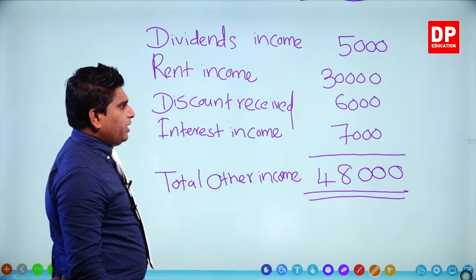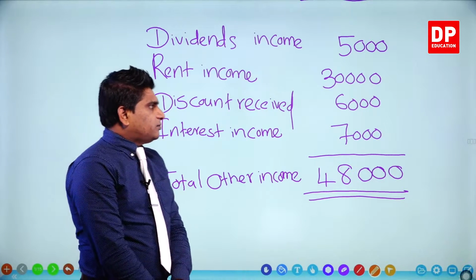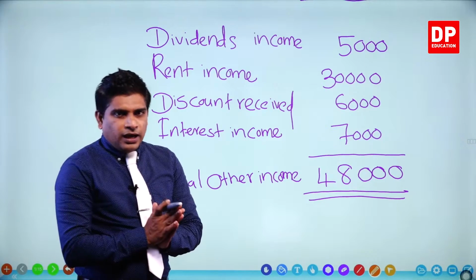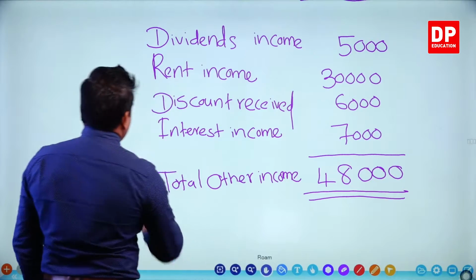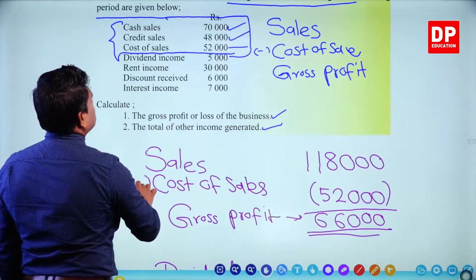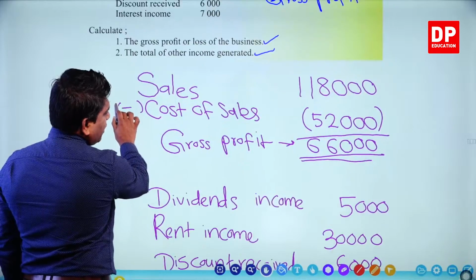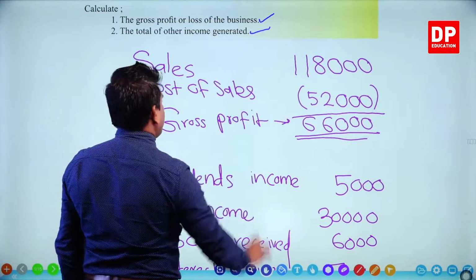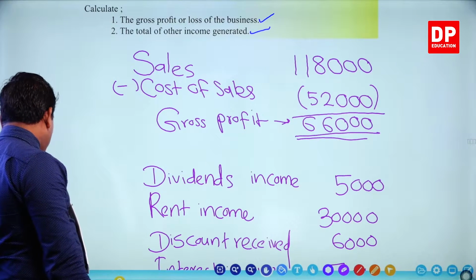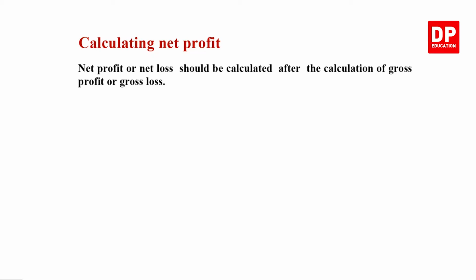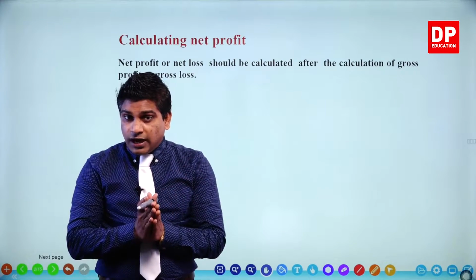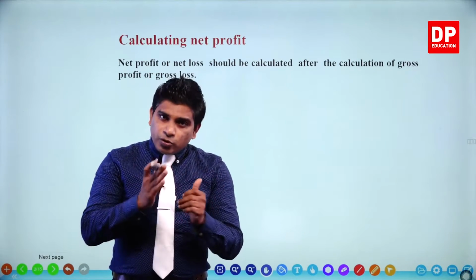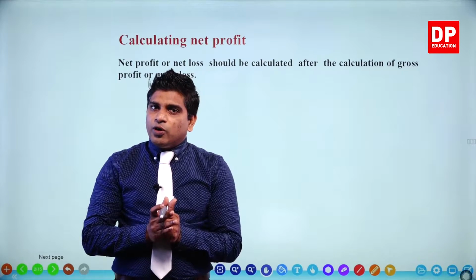I think you understood well. Here you can see total income generated. Before this we calculated gross profit. How do you calculate it? From sales you subtract cost of sales, right? Now we move to the next one, calculating net profit. Now you know how to calculate gross profit and how to calculate other income. Now we move to calculating net profit or net loss.